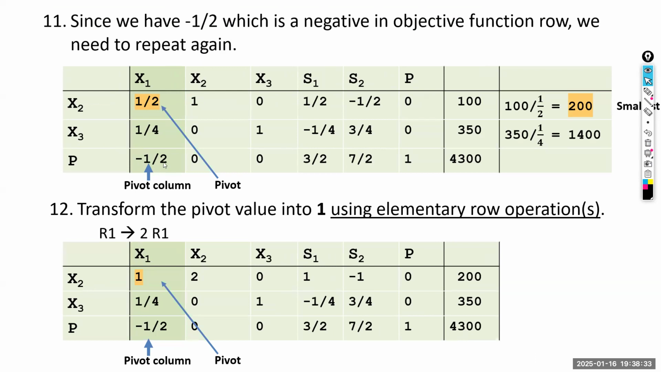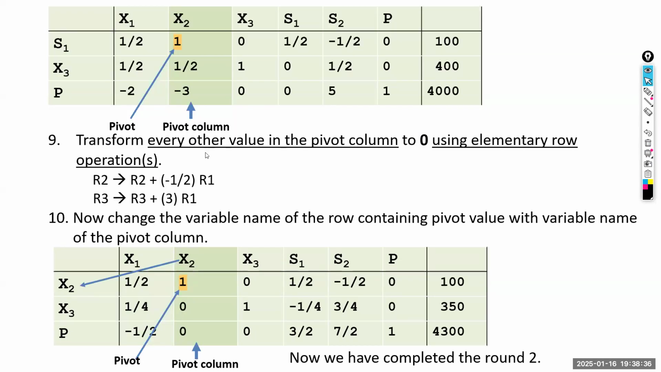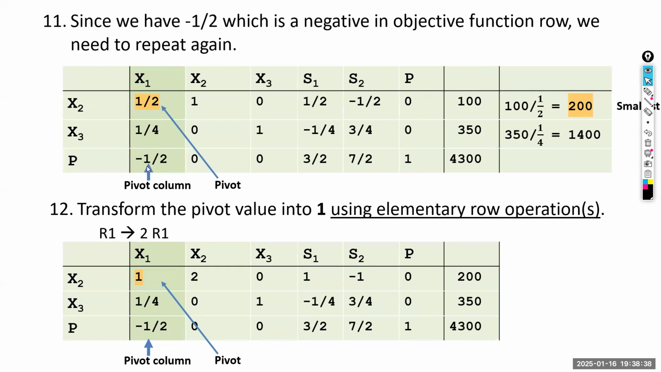Now you have another negative value, that is minus half. Okay, so therefore obviously that is my third pivot column. Then again divide this by your coefficient. 100 by half, 350 by 1/4. So there the smaller value is 200. So therefore this will be the pivot value for this. Then again you make this 1 by multiply by 2, right? And then make the 0 by elementary row operations. So this after multiply by 2 you get this.